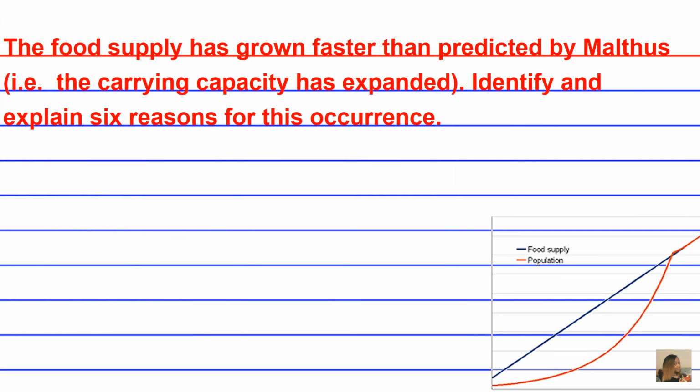All right, so a fifth reason why the food supply has grown faster than predicted by Malthus and the carrying capacity has expanded is due to innovation. But precisely in what way or ways? I'll give you a moment to think.